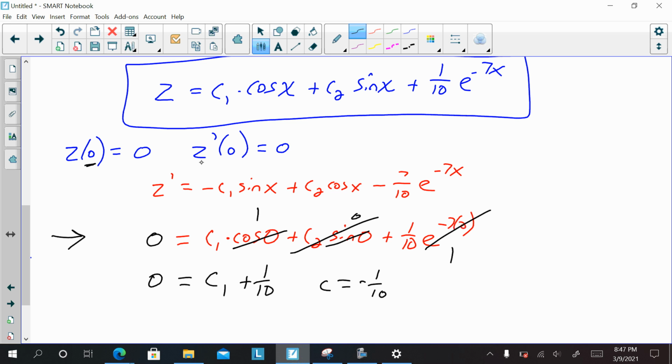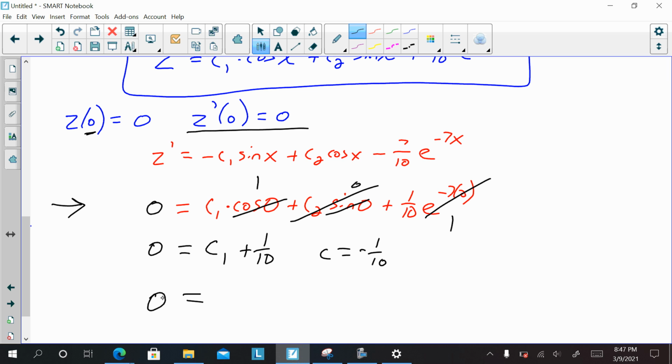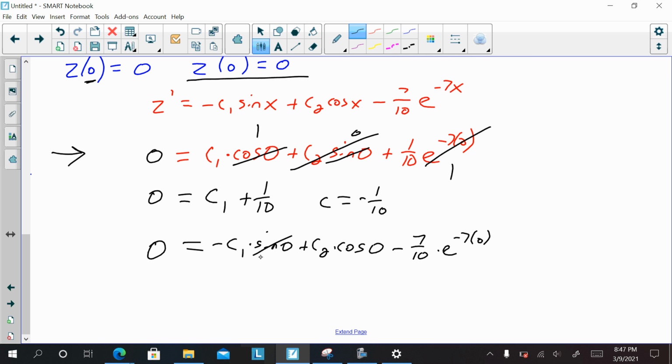If we substitute a 0 into our first derivative, we also get 0. So we get in our first derivative negative c1 times sine of 0 plus c2 times cosine of 0 minus 7/10 times e to the negative 7 times 0. Sine of 0 is 0, so that term's gone. Cosine of 0 is 1, so that gives us c2. E to the 0 is 1, so that gives us minus 7 over 10. And then we said that when we plug 0 into our first derivative, our answer is 0. So that makes c2 7 over 10.